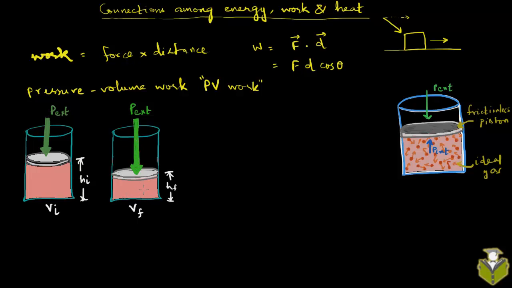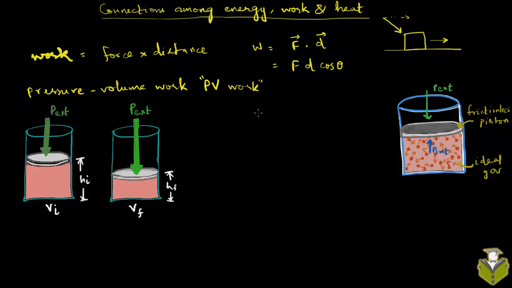In the case where the internal pressure is more than the external pressure, the ideal gas will expand, causing the piston to perform work on the surroundings. And the final volume Vf will in that case be greater than Vi. So basically, when the external pressure is higher than the internal pressure, work is done by the surroundings on the system. And when P external is lower than P internal, work is done by the system on the surroundings. So just keep that in mind.